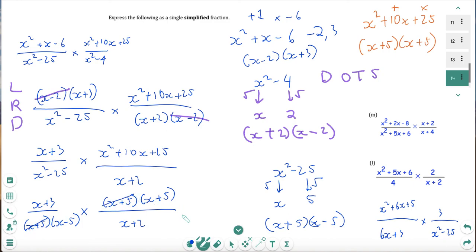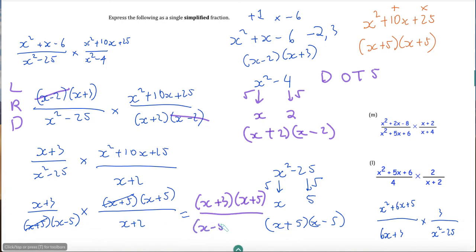We simplify diagonally. So on the top, we're left with x plus 3 times x plus 5. So let's just write that. Let's multiply them. We're going to leave them in brackets. And on the bottom, we're doing x minus 5 times x plus 2, sorry. And that's our final answer. We've simplified it into a single fraction.